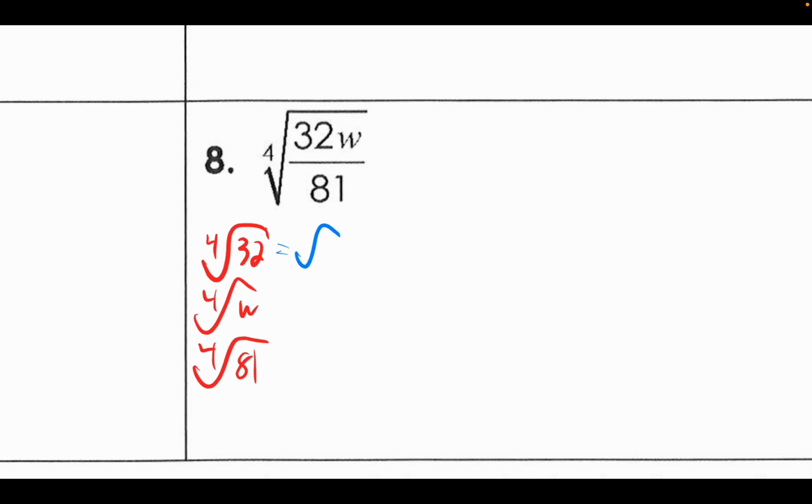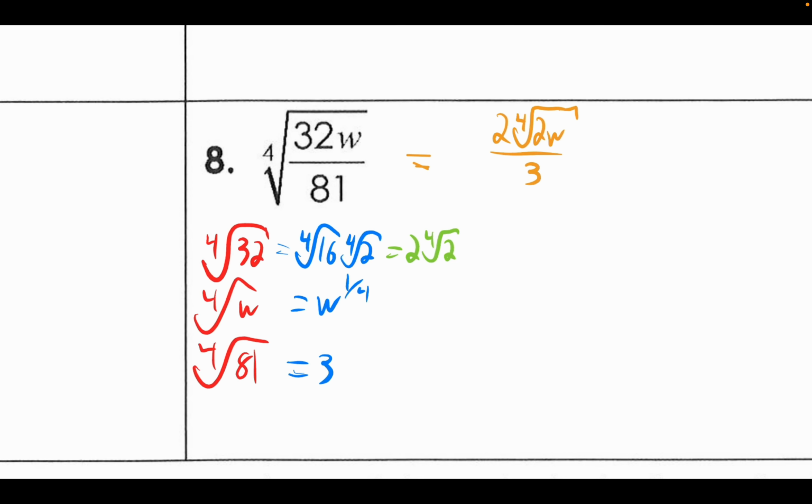4th root of 32 is the 4th root of 16 times the 4th root of 2, which is 2 times the 4th root of 2. 4th root of w to the 1/4 doesn't simplify or reduce, so we're just going to take it back and make it the 4th root of w again. 4th root of 81 is just 3. So put things back where they were, top and bottom. On the top we're going to have 2 times the 4th root of 2w. On the bottom we'll have 3.